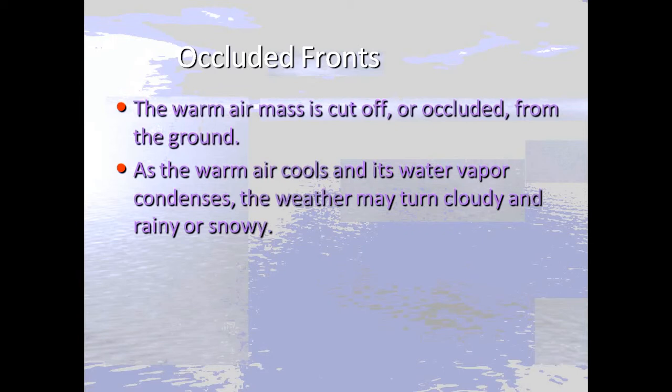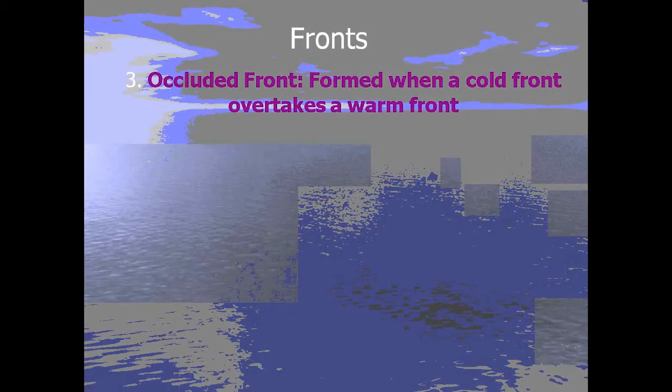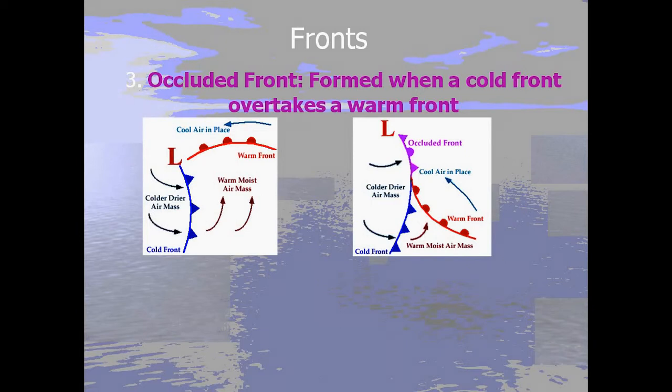As the warm air cools and its water vapor condenses, the weather may turn cloudy and rainy or snowy. Now, to abbreviate this definition, we're going to define it as being formed when a cold front overtakes a warm front. So that's the shortened definition of it. And these images give you a better depiction of what that looks like on the map. Notice the purple one is the occluded front, and basically it looks like a combination of the red and blue fronts from the cold and the warm front. So that's what the occluded front looks like. And it points in the direction of where it's happening.